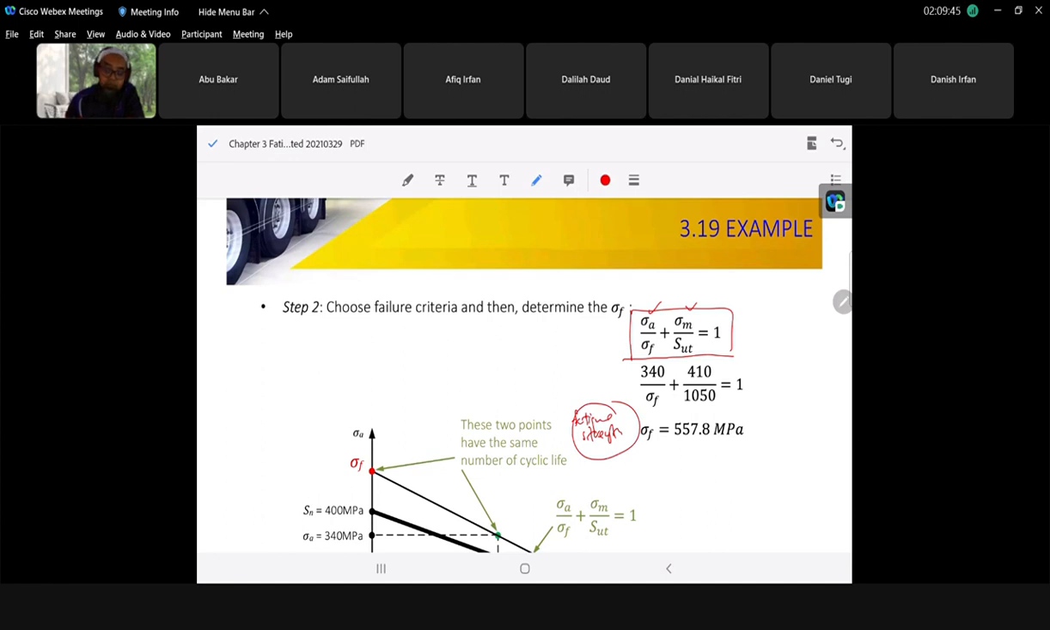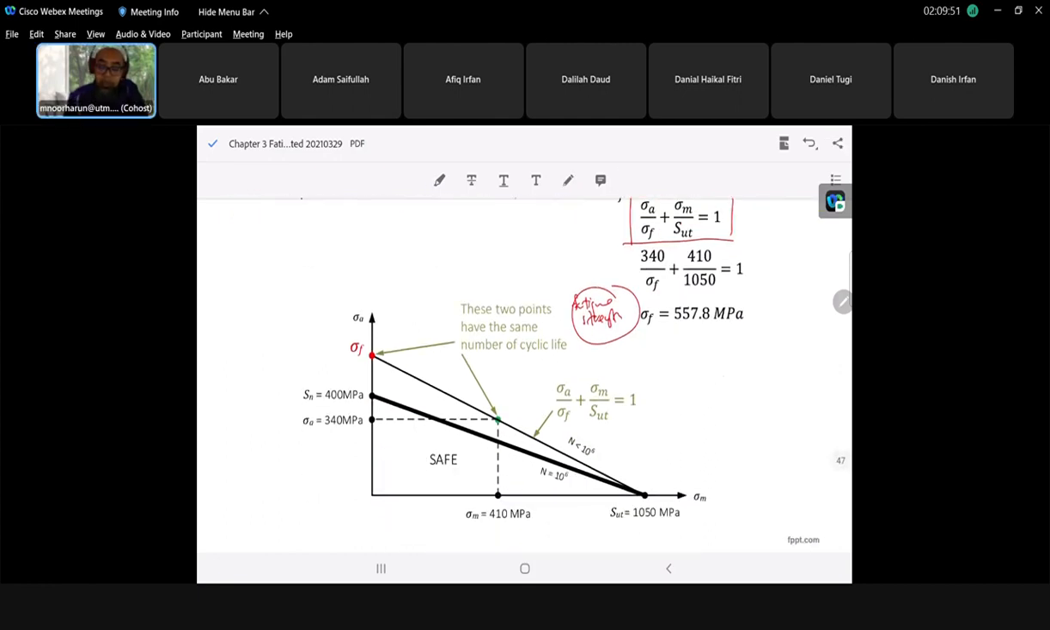Okay. Then we plot the graph, this value. So these 2 points have the same number of cyclic life. So you have calculated the fatigue strength here. Then plot the graph. And the value is here.